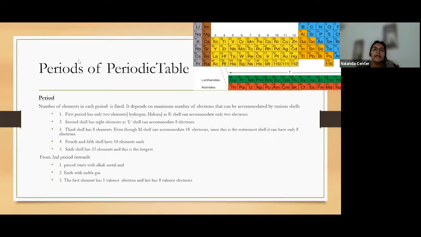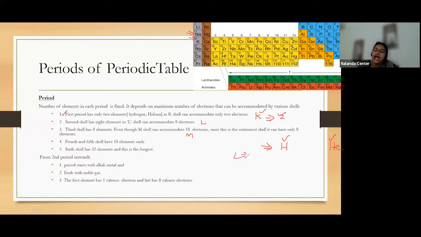The number of elements in each period is fixed, and it is determined by the shell. The first period is related to the K shell, the second period to the L shell, the third period to the M shell, and so on. The K shell can accommodate only 2 electrons, so the first period, composed of hydrogen and helium, has only 2 elements.